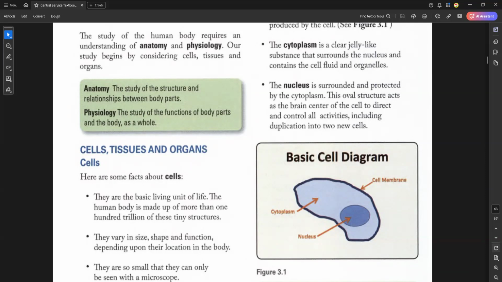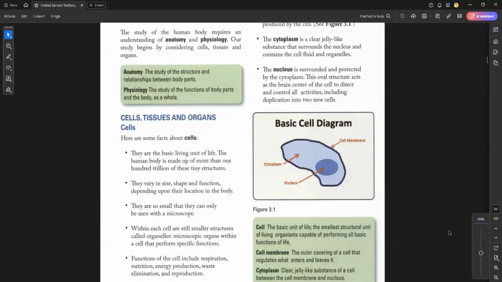Yes. So more than 100 trillion, and that is the basic unit of life. This means that when all the cells die in you, the human being moving, you also die. So life begins from the cells. So the basic unit of life, they vary in shape.